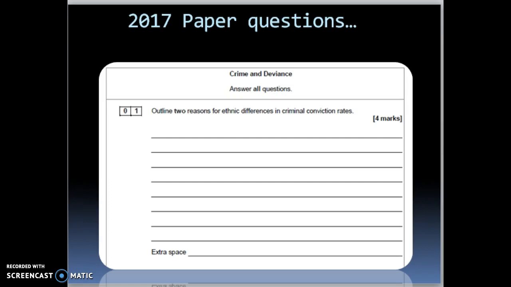So the trigger words in this question are: we're looking for reasons, ethnic differences and criminal conviction rates. It's often really useful to refer to specific social or ethnic groups in this question, for example black, Asian, white, and indicate the rate. Is it higher or lower than usual? Likewise, if you've got a question like this but on education, I would expect you to do the same there as well on paper 1.